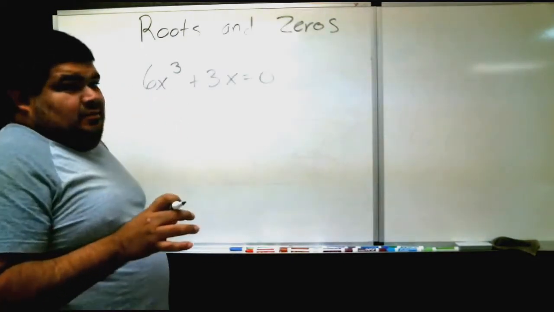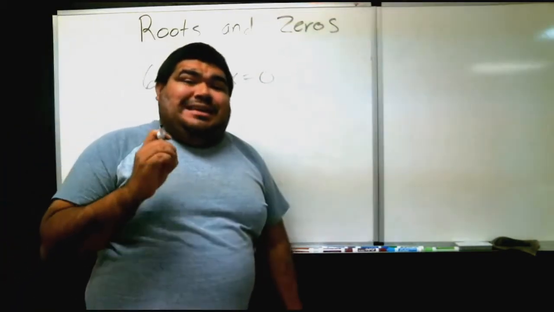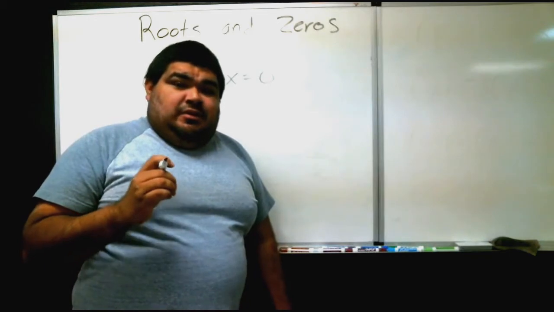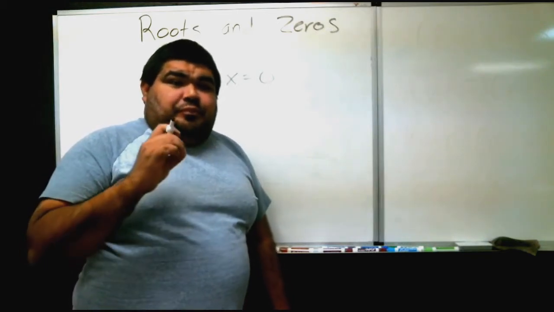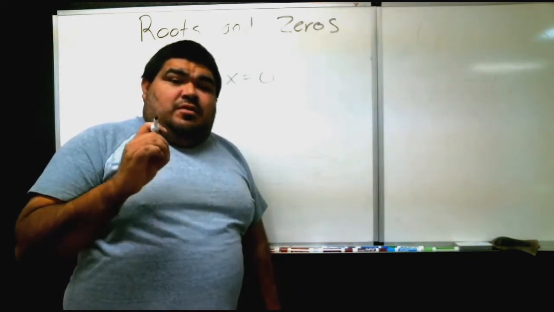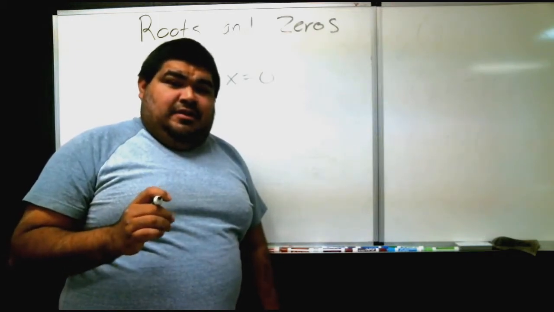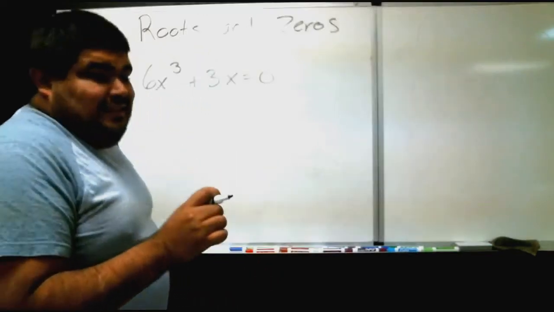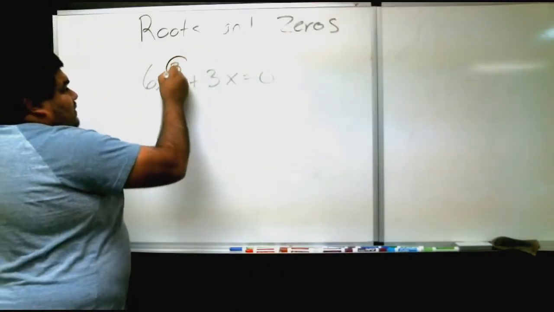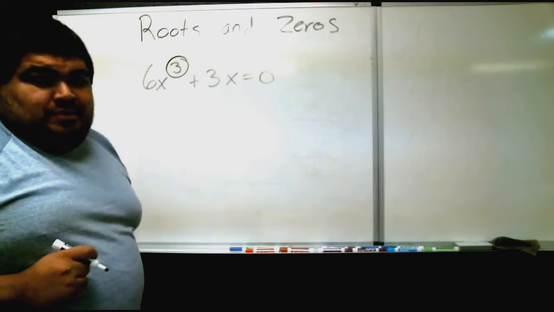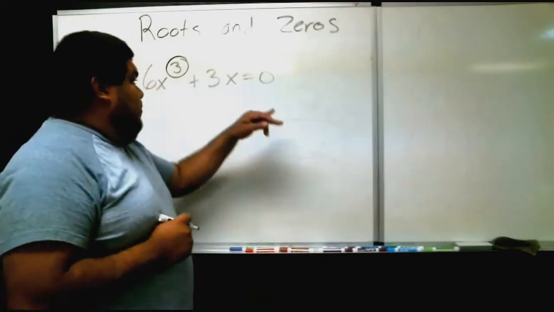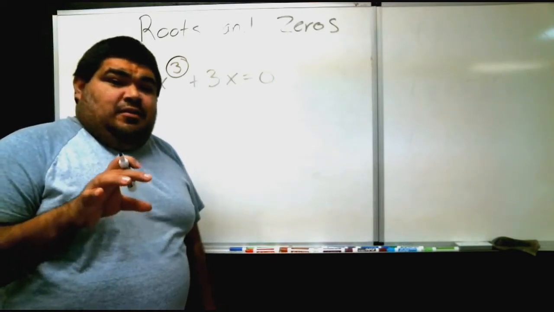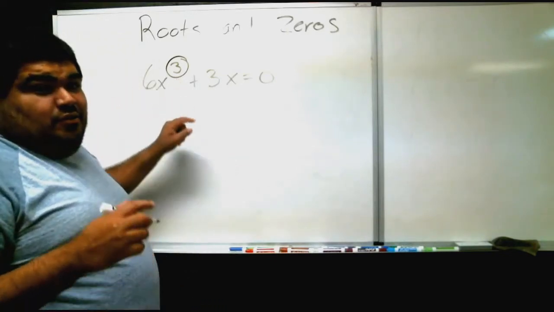Hint, hint. Okay, guys, a really big hint, and it's a really big rule as well. When it comes to roots and zeros, the number of items you're gonna have is based off your biggest exponent. In this case it is cubed. The biggest one is cubed because this one only has 1. So you're gonna find 3 answers.